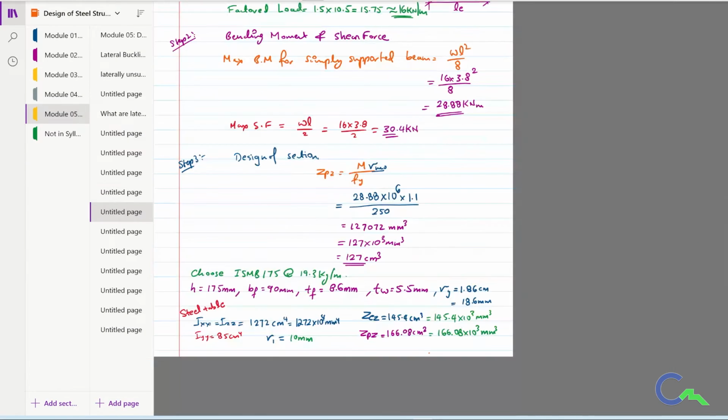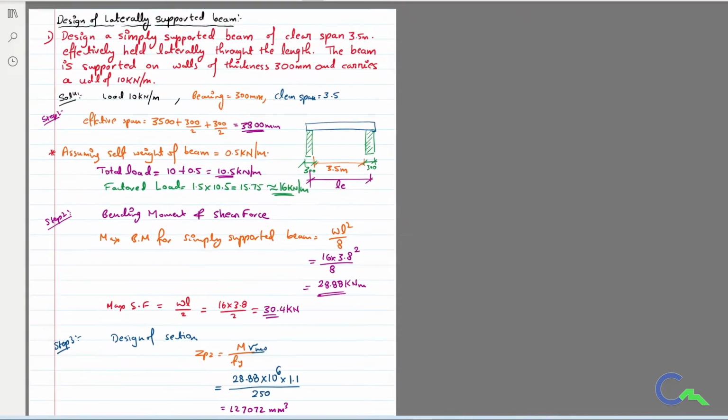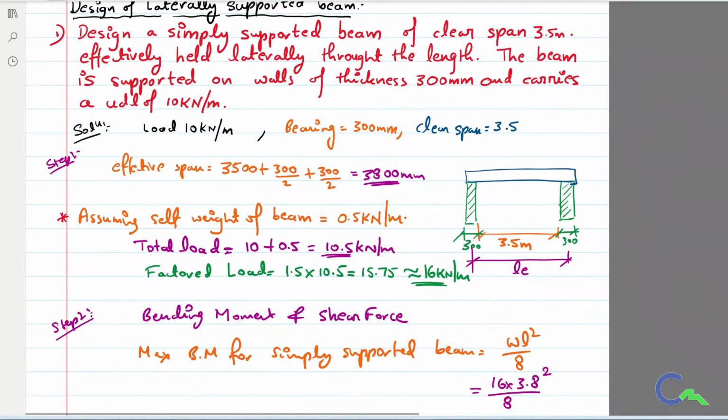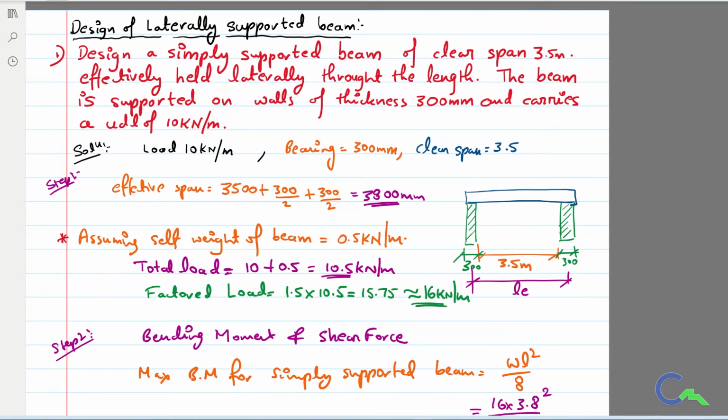So let us see the first problem over here. Design a simply supported beam of clear span 3.5 meter effectively held laterally throughout the length. That means it is a laterally supported beam. The beam is supported on a wall of thickness 300 mm and carries a UDL of 10 kilonewton per meter. So let us come to the solution part. The given load is 10 kilonewton per meter, bearing is 300 mm and clear span is 3.5 meter.